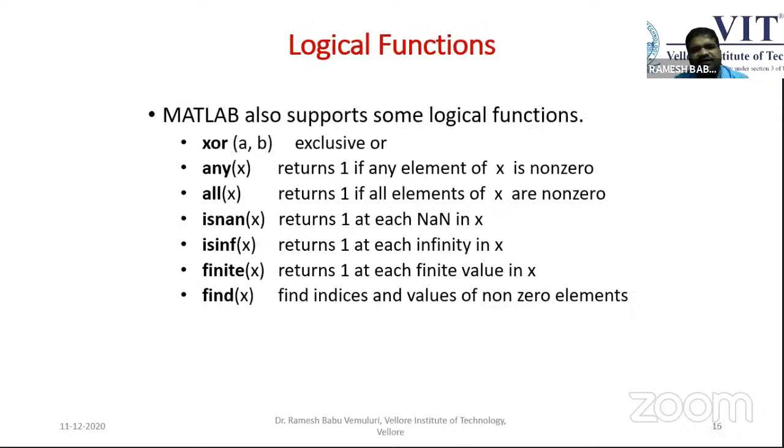Then various logical functions are available: XOR A comma B, any X, all X. So isnan means NaN is not a number, so there is no value for that. isinf means that it's infinite. isfinite returns one at each finite value of X. And find gives the indices and the values of non-zero elements.